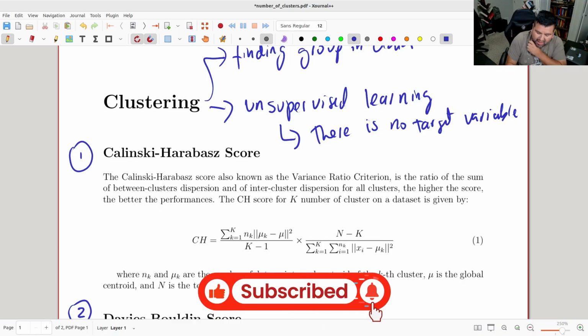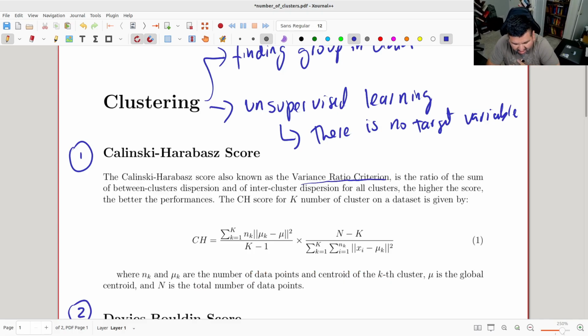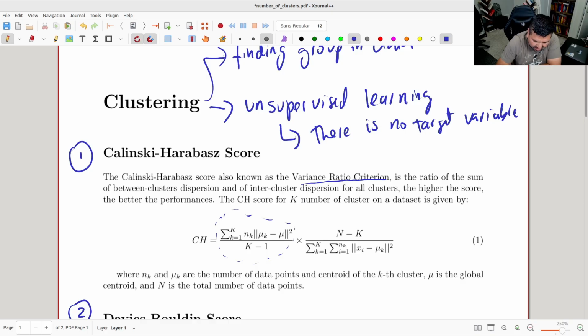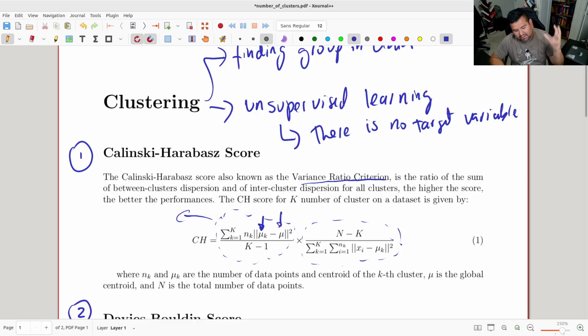This is also known as the variance ratio criterion, because it combines the variability between clusters and the variability within clusters. It's a ratio of two expressions: this is the numerator, and here is the denominator. Here you see mu k, which is the mean of each of the clusters, or the center of each of the clusters. Mu is just the overall mean. So it's comparing the centroid of each of the clusters with the overall centroid of the data.